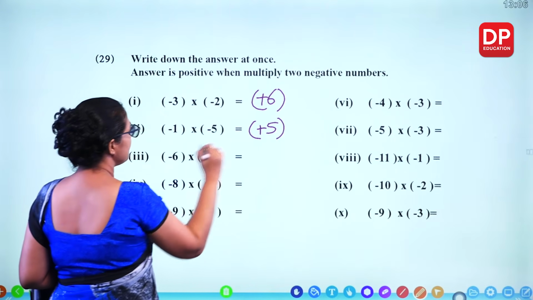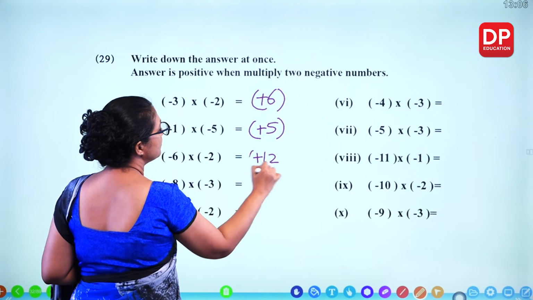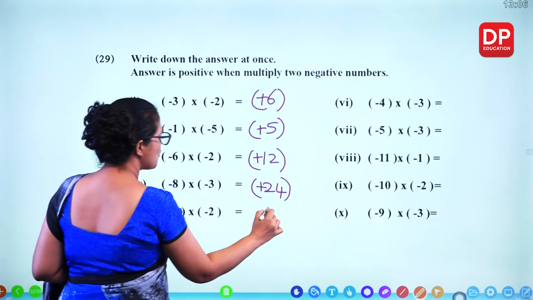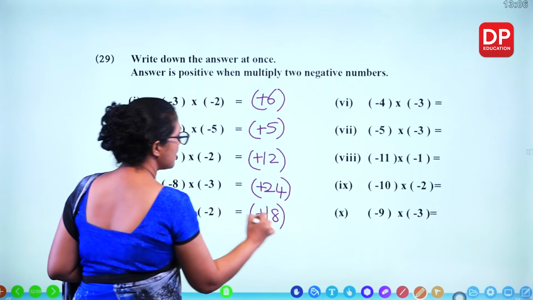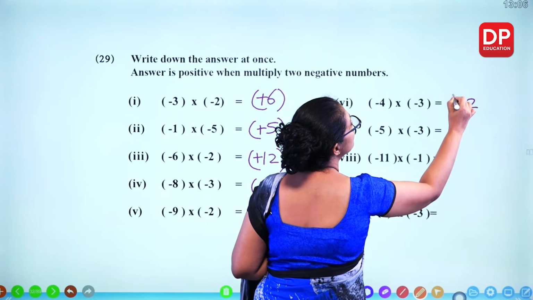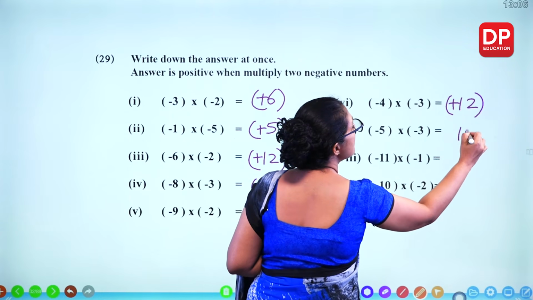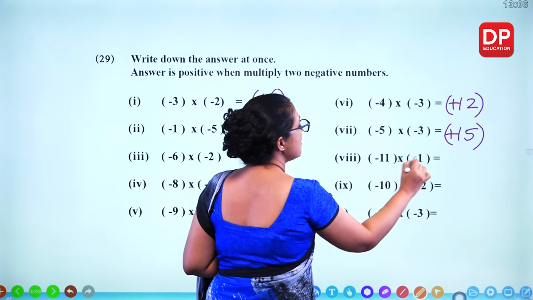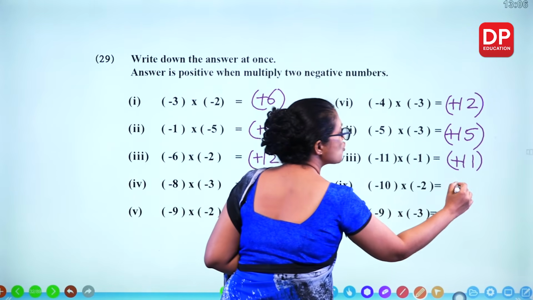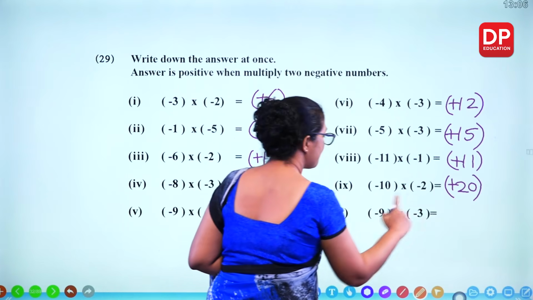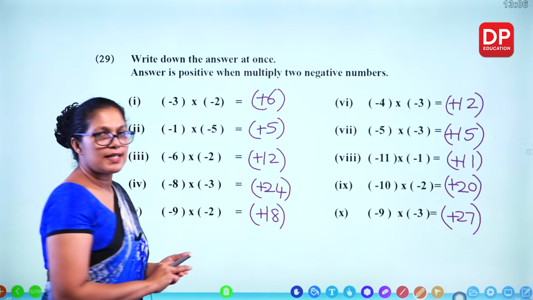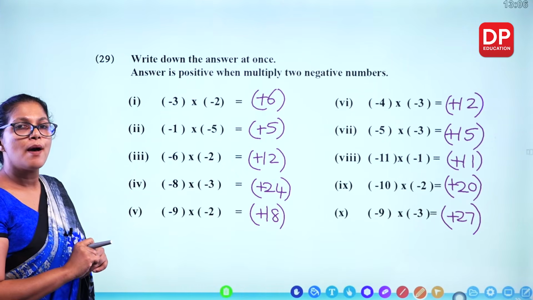5. 6 times 2, 12. 8 times 3, 24. 9 times 2, 18. Then 4 times 3, 12. 5 times 3, 15. 11 times 1, that's plus 11. 10 times 2, 20. 9 times 3, 27. So here both negative means the final answer is positive.